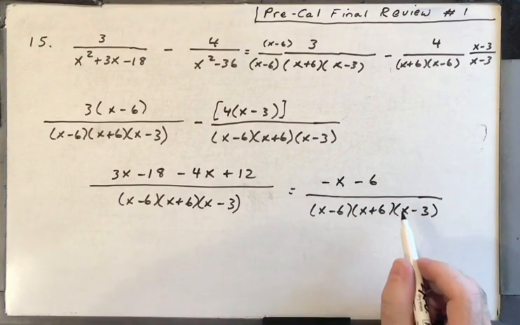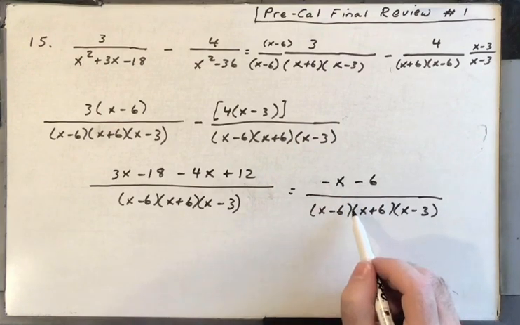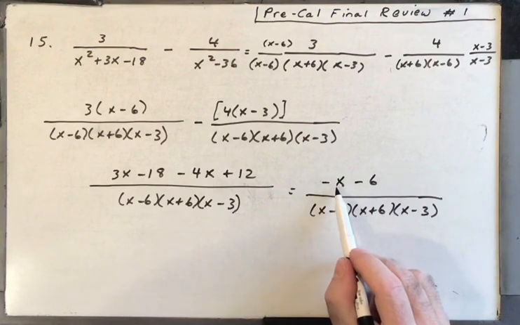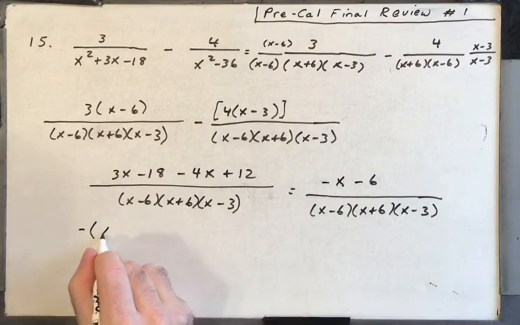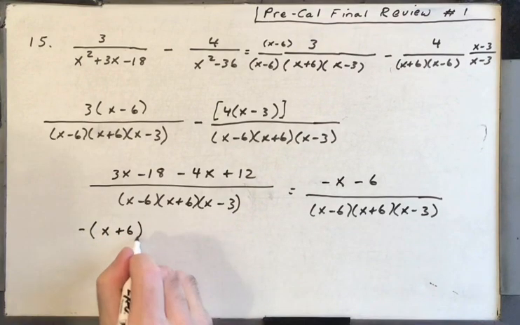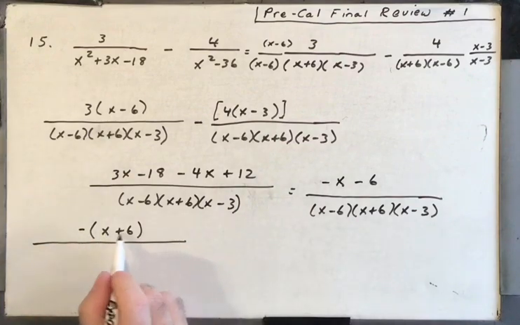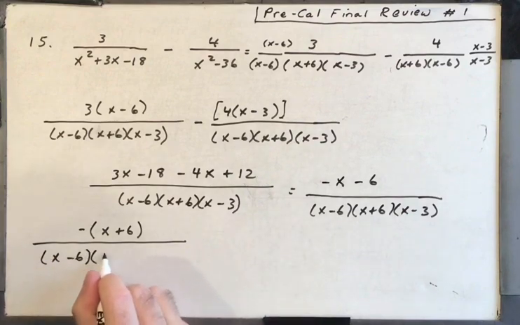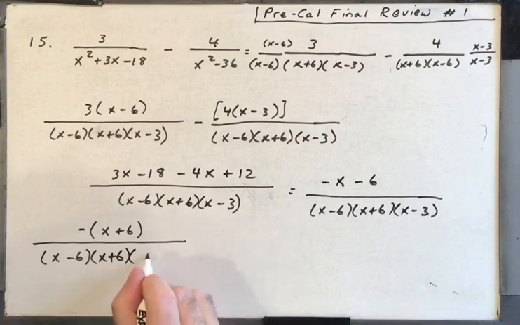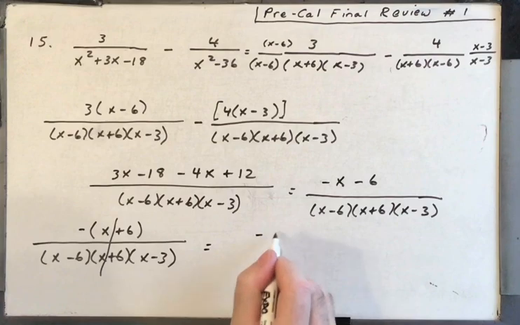Now here's the thing. If you stop here, you're going to get most of the credit. I'm going to be very pleased. But you can actually do just a smidge more here. That negative x minus 6, if you factor out a negative, it's just x plus 6. Try it. Distribute that negative. It's negative x minus 6. That's the same thing. Now we can cross out that guy, and we're left with just negative 1.